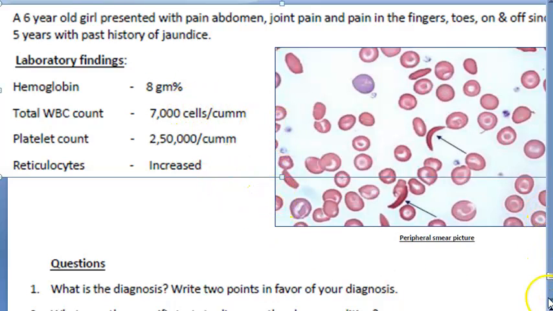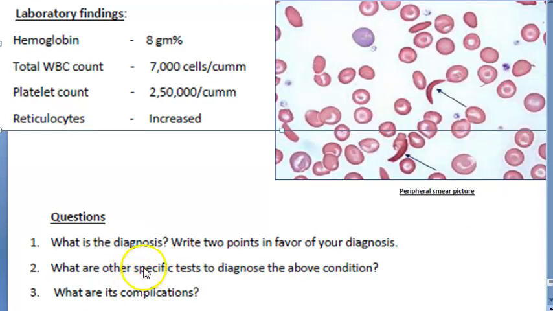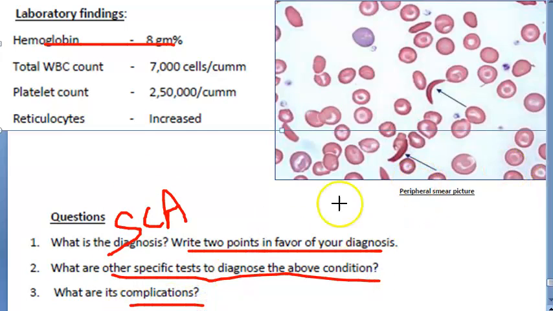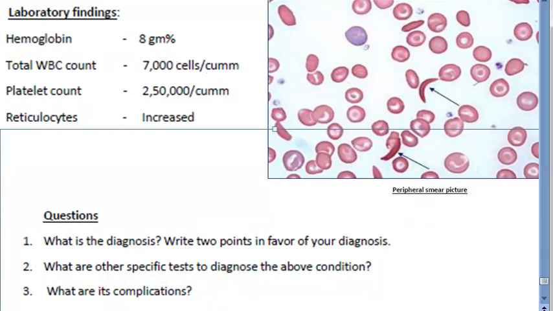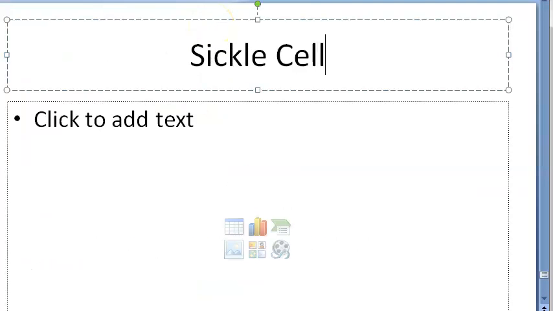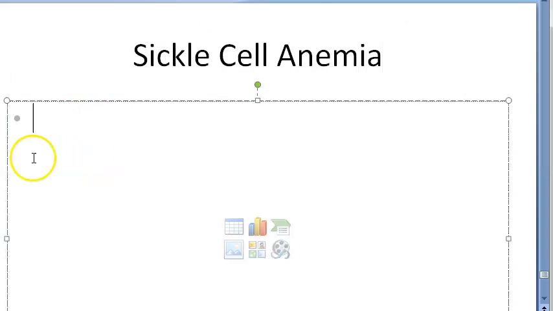Now, let us look at the diagnosis. We are saying it is sickle cell anemia because the hemoglobin is less. But what is the hemoglobin range for a child? Write 2 points in favor of your diagnosis, and other specific tests to diagnose the condition and its complications. For a child, the normal range is around 11, so this is mild anemia for the child. So what are the tests to diagnose this condition, and what are its complications? Let us look at sickle cell anemia in this video.